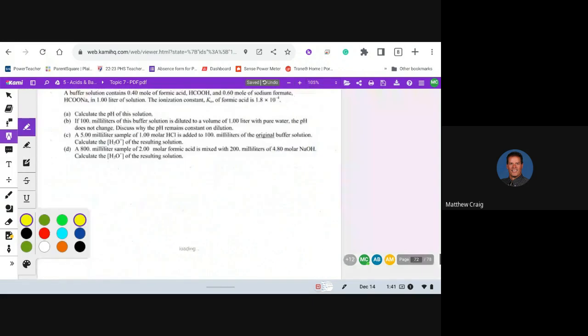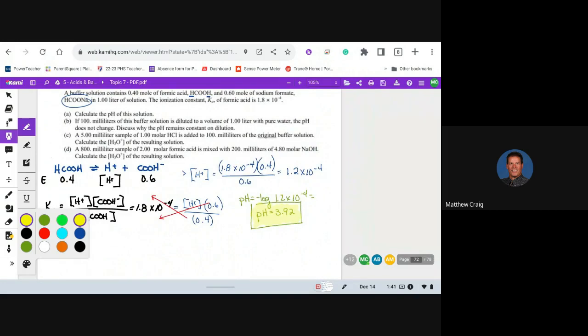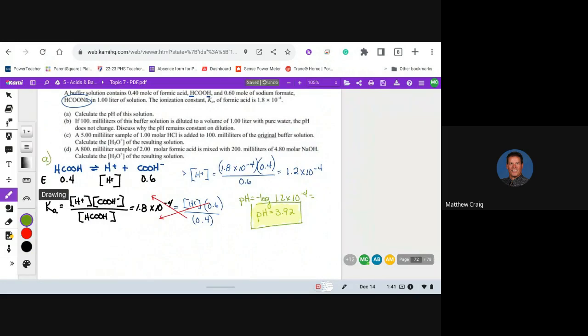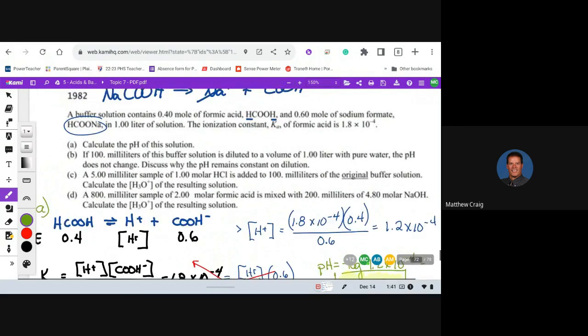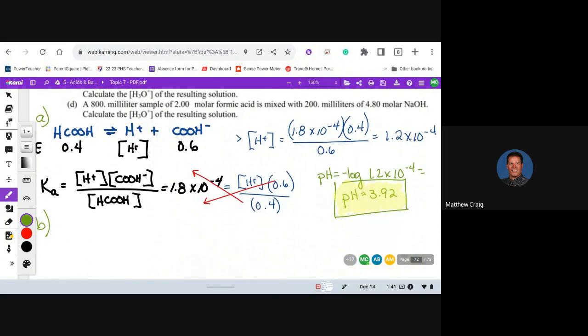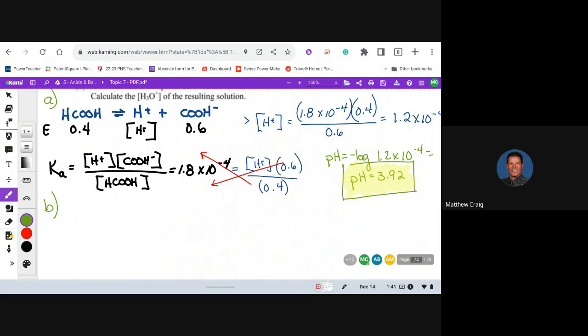All right. So there's A. Let's label it A. B says, if 100 milliliters of this buffer solution is diluted to a volume of 1 liter, so they're adding 900 milliliters of water, the pH does not change. Discuss why the pH remains constant upon the dilution.